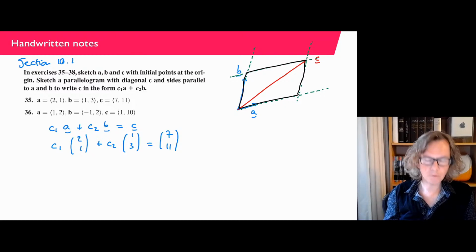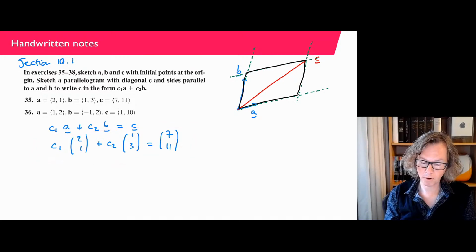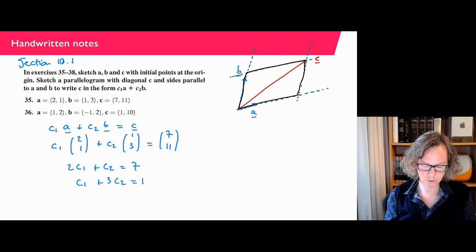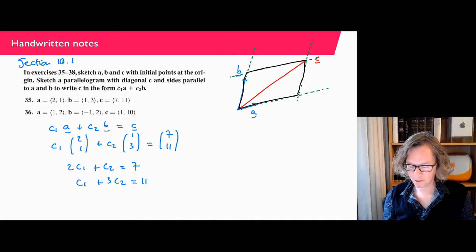So if you write this, what I'm highlighting now, it is basically a vector equation, and you can write it in terms of the components. And if I do that, then we have 2 times C1 plus C2 equals 7, and we have C1 plus 3 times C2 equals 11. And probably you know how to do this, so let's quickly do it.